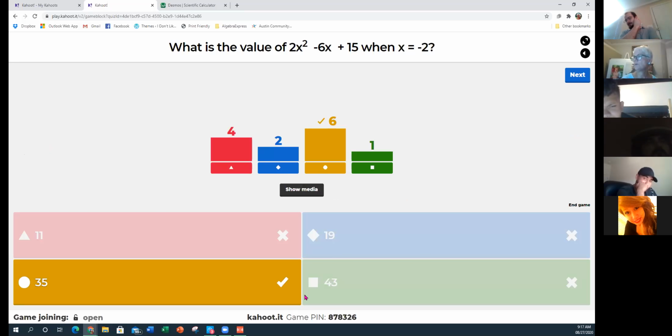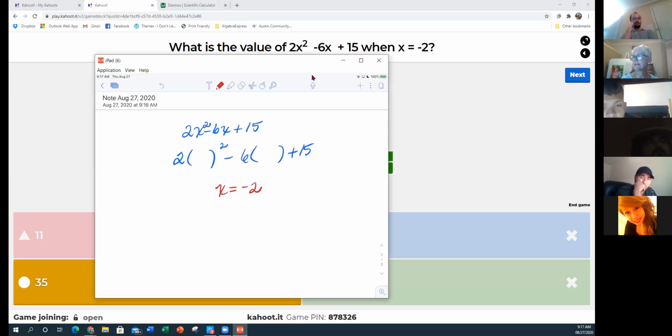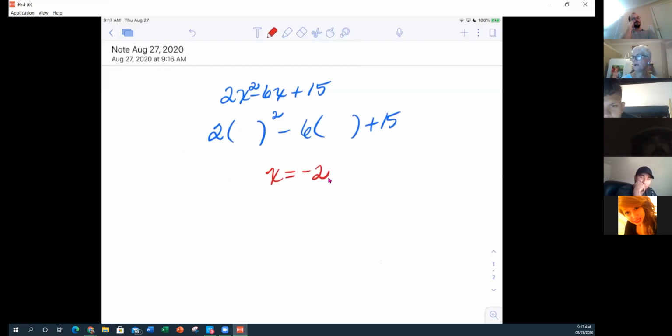Okay, so most of y'all got it, but let's go ahead and look at this one. So we have 2x squared minus 6x plus 15 when x is -2. So where you have an x, that's where the number is going to go. So I usually just pull the x out, and put a parenthesis in its spot. And now I'm going to plug -2 in for each one of those blank spots.